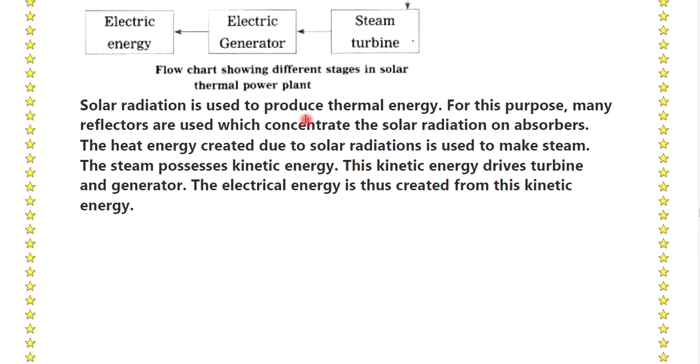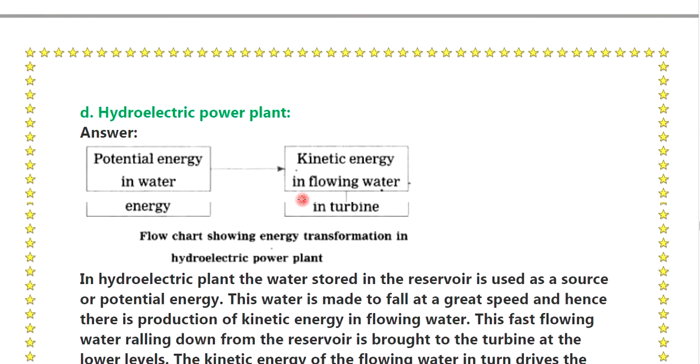Solar radiation is used to produce thermal energy. For this purpose, many reflectors are used which concentrate the solar radiation, and an absorber absorbs the heat energy created due to the solar radiation, which is used to make steam. The steam possesses kinetic energy. This kinetic energy drives the turbine and generator. The electric energy is thus created from the kinetic energy.